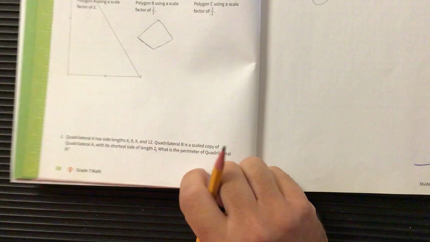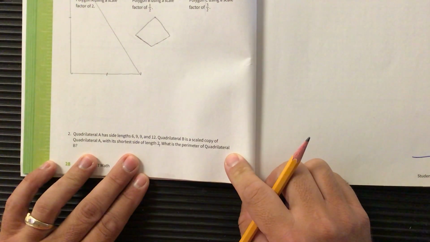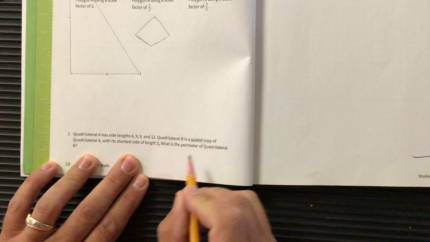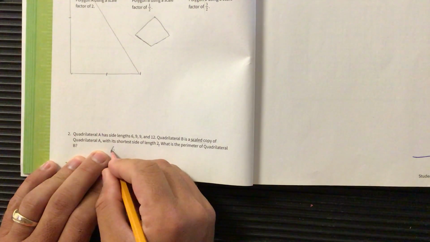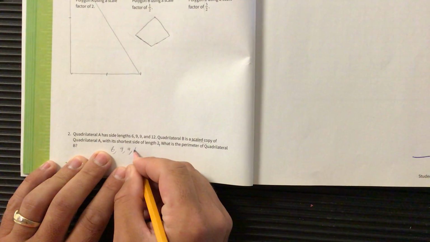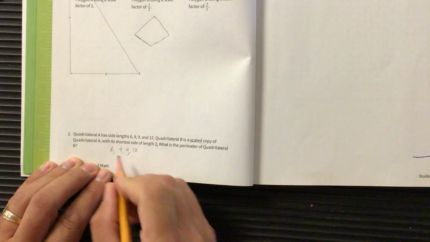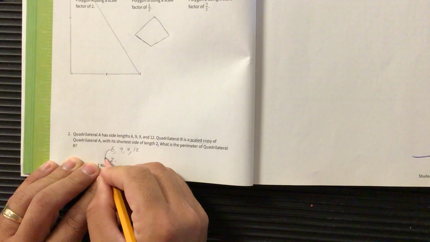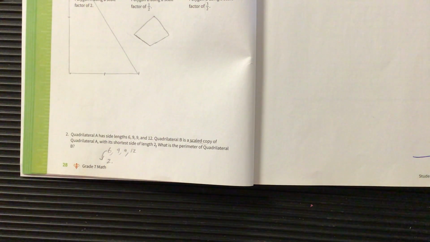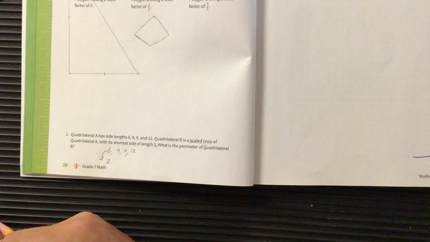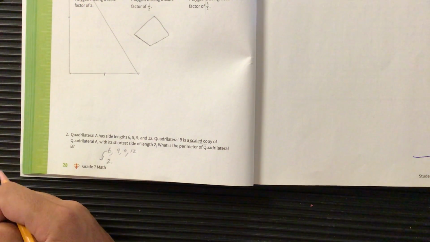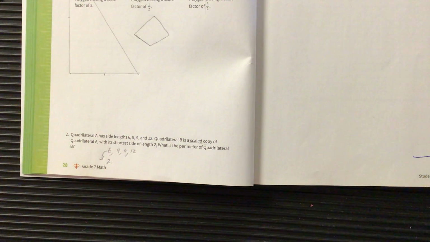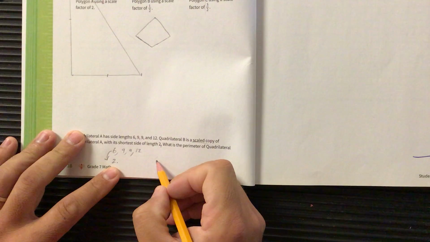Quadrilateral A has side lengths 6, 9, 9, and 12. Quadrilateral B is a scaled copy. Shortest side is 2. What's the perimeter? Okay, so 6, 9, 9, and 12. It says the shortest is 2. So if I compare the shortest sides, the shortest side in quadrilateral A is 6, and in quadrilateral B, it's 2. So what's my scale factor? How do I get from 6 to 2? Divide by 3. It's times a third. It's smaller, right? So let me do that to every side.